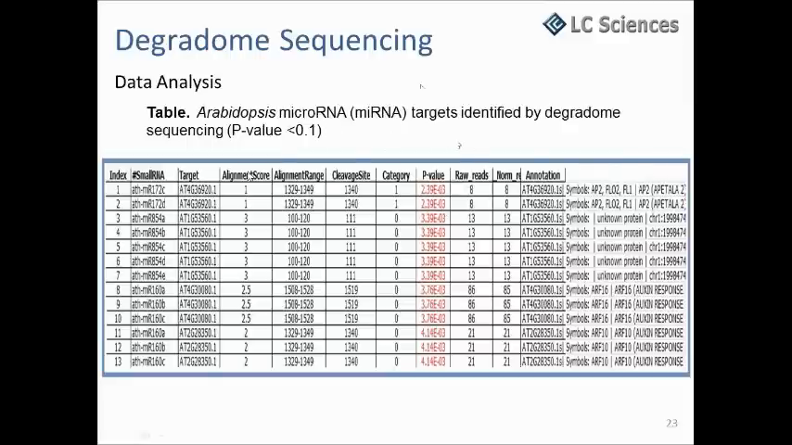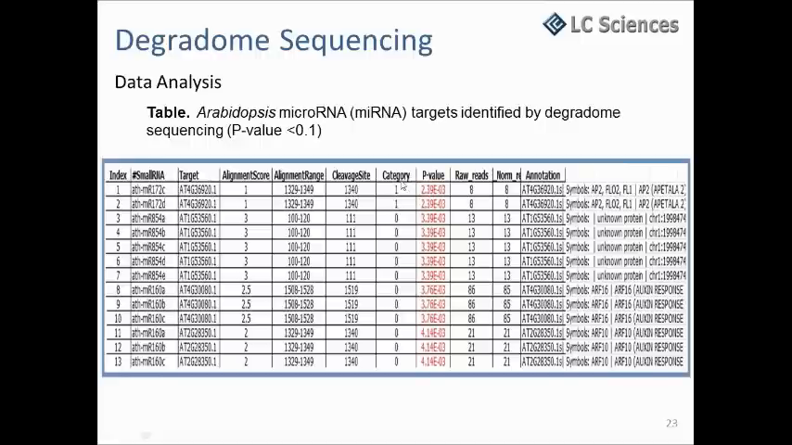So this table first shows what microRNAs we identified based on the messenger RNA degradome sequencing, which come from our microRNA sequencing data or a database. Then we give the alignment score, and we identify the alignment range, which is the location on the messenger RNA. Based on prior knowledge that the cleavage site is normally between the 10th and 11th nucleotide of the microRNA, we can predict the cleavage site.